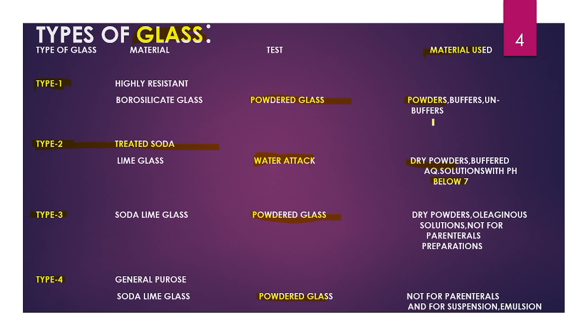The materials used for type 3 glass packaging are dry powders and oleaginous solutions, and these are not for parenteral preparations. Type 3 glass is not for parenteral preparations. Whereas in type 4, the materials are not for parenterals but only for suspensions and emulsions. Type 4 glass can be used for the manufacturing and packaging of suspensions and emulsions.